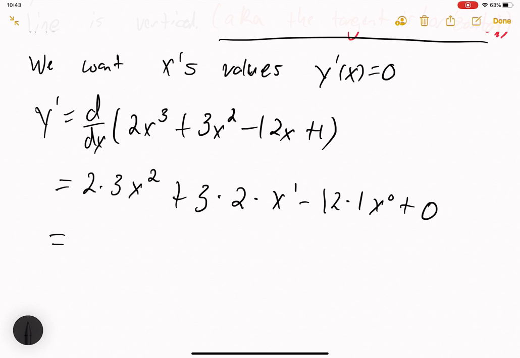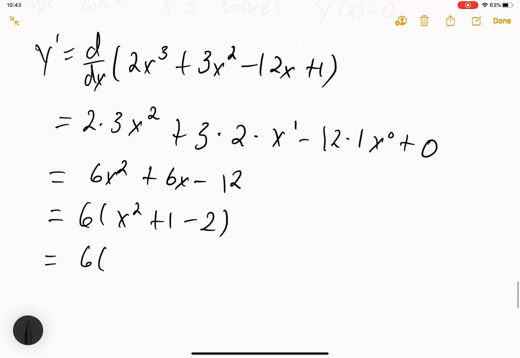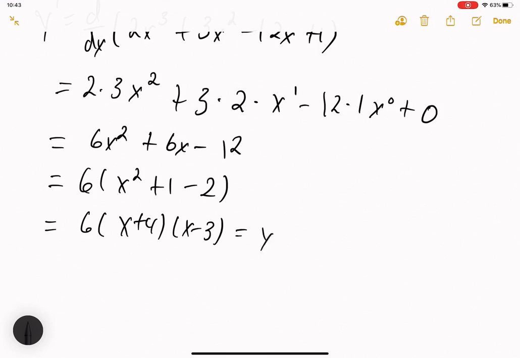So then all we have to do now is simplify. So we get 6x squared plus 6x minus 12. So you can pull out that 6. You get x squared plus x minus 2, which is equal to 6 times x plus 2, x minus 1. So remember this is equal to y prime. We want y prime equal to 0. So thus this is only equal to 0 when x is equal to negative 2 or 1.